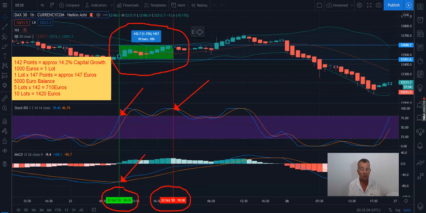But more or less, using this information that you see on the chart there, we created about 142 points or 14.2% capital growth. Okay, so if you're looking at whether you can generate income trading these financial markets, then I believe you can. Trading the financial markets is not complicated, and it's something that you can do quite profitably with practice.